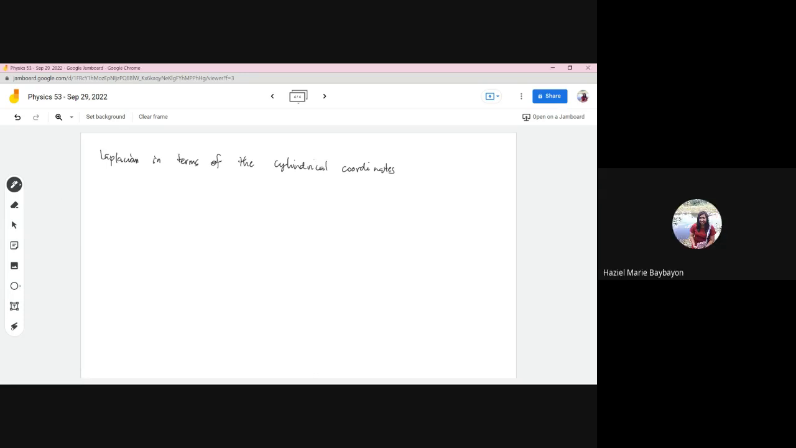So the Laplacian in terms of the cylindrical coordinates has this expression: 1 over s multiplied by the partial derivative with respect to s of s times the partial derivative of f with respect to s, plus 1 over s squared multiplied by the second partial derivative of f with respect to phi squared, and then the second partial derivative of f with respect to z.